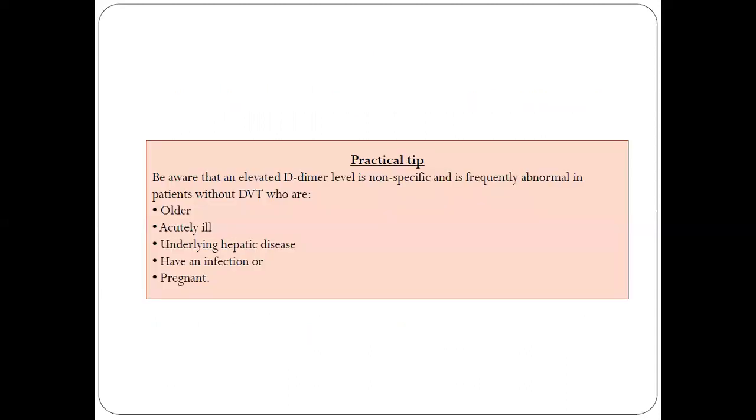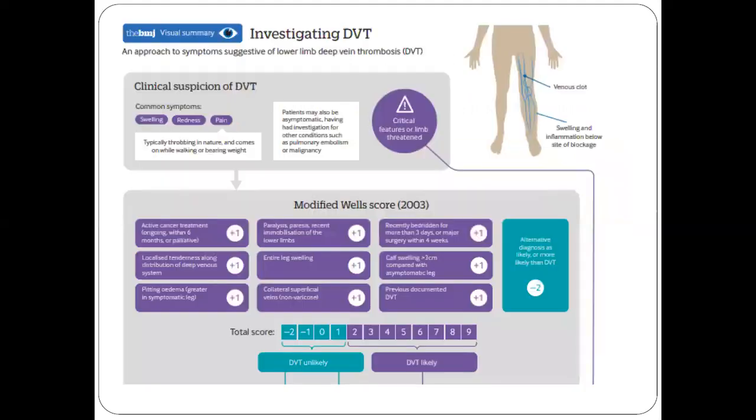Consider alternative causes. Practical tip: be aware that an elevated D-dimer level is non-specific and is frequently abnormal in patients without DVT who are elderly, acutely ill, have underlying hepatic disease, have an infection, or are pregnant.